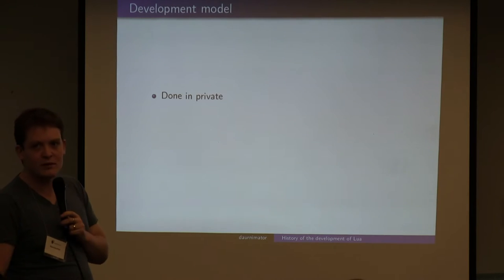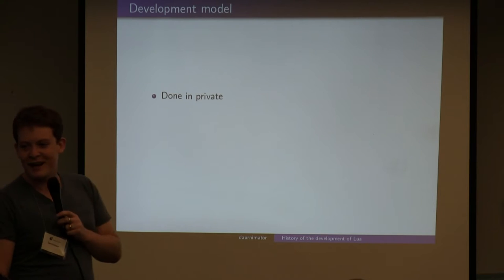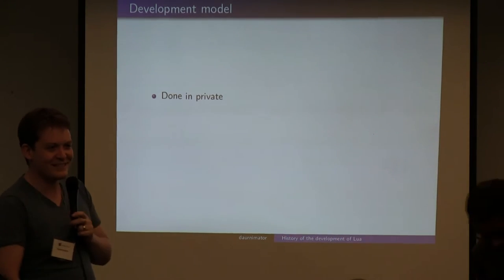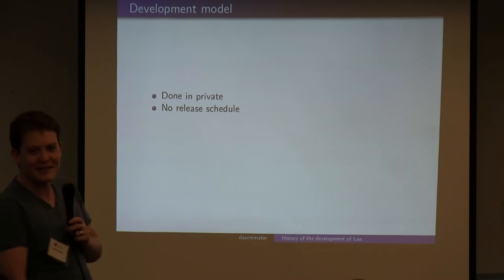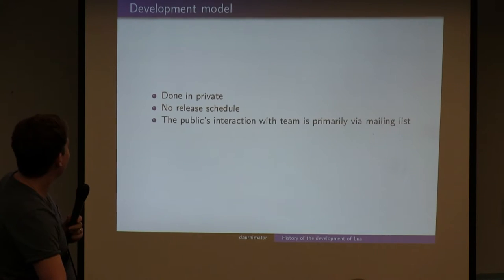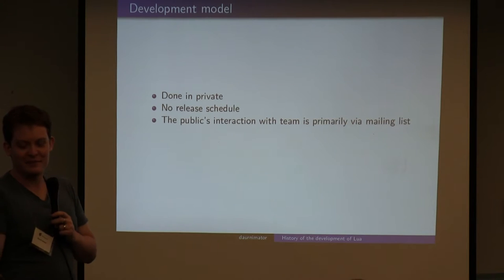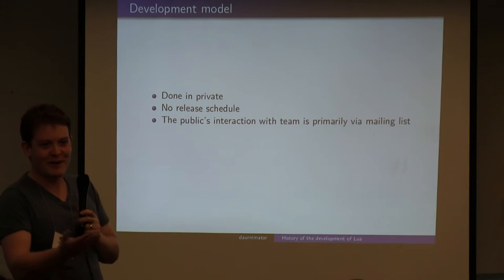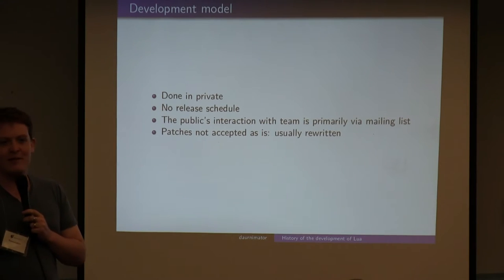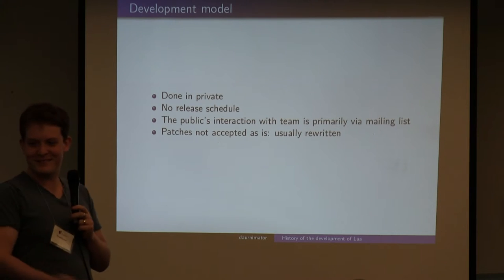So, the development model: all of Lua is done in private. It's pretty much done on Roberto's shell account, on the server, and no one gets to see what's happening. There's no release schedule, no one knows when anything's going to come. The public's interaction with the team is pretty much by the mailing list. At least that's all public, so we can go back and look at conversations in the past. And patches are not usually accepted. They're rewritten before they make it in, and you won't even know the commit that was added until now.